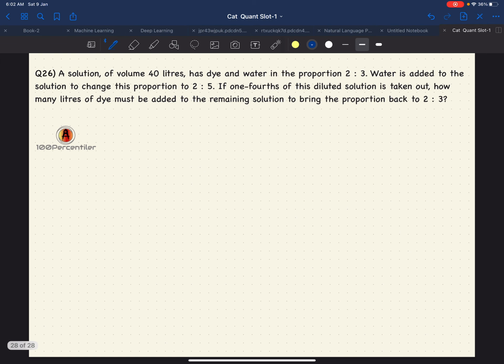Okay, question 26, the last question here. We are given a solution of volume 40 liters has dye and water in the proportion of 2:3. So obviously we have 16 of dye and 24 of water. Water is added to the solution to change the proportion to 2:5. So the water is being added here. Let's say X is added and the proportion is changed to 2:5. Therefore 80 equal to 48 plus 2x, and therefore x equal to 16.